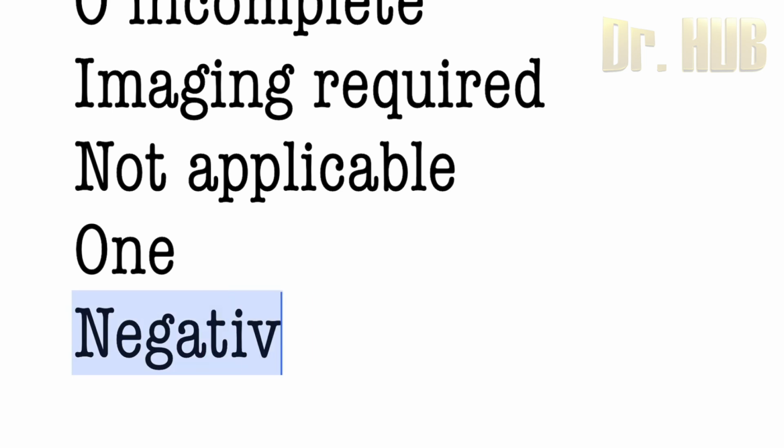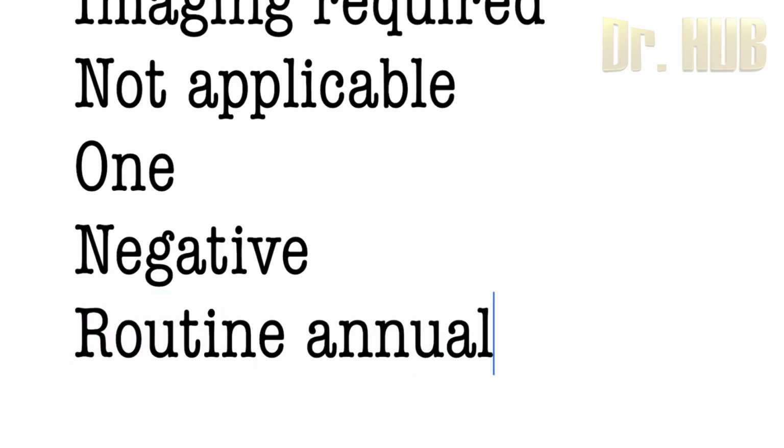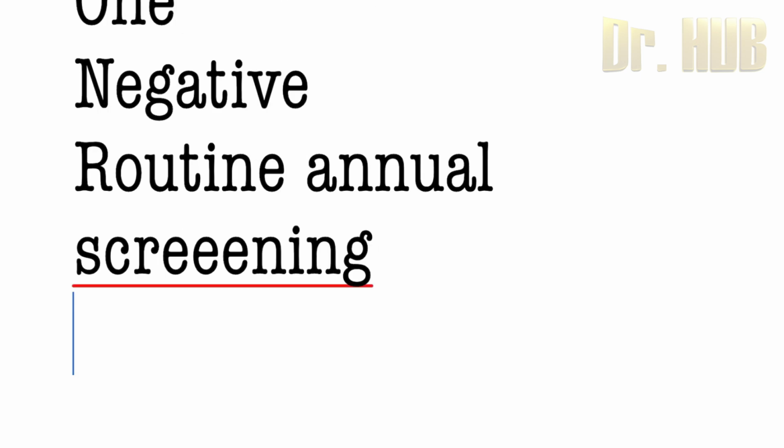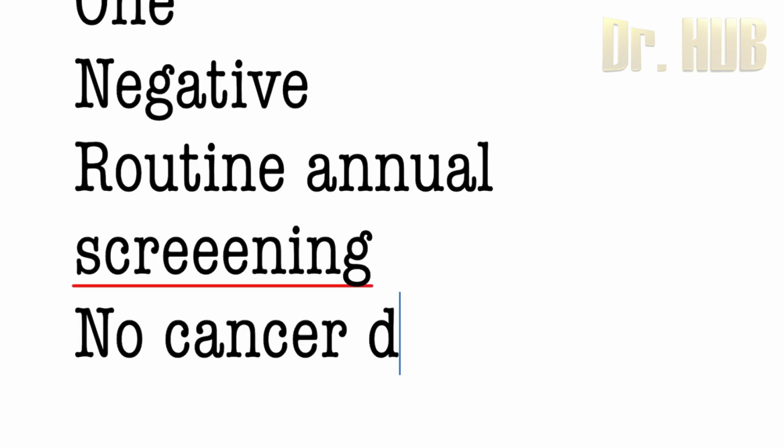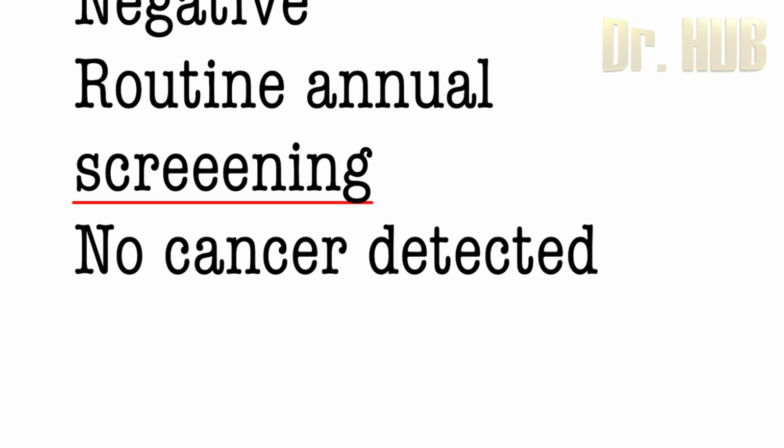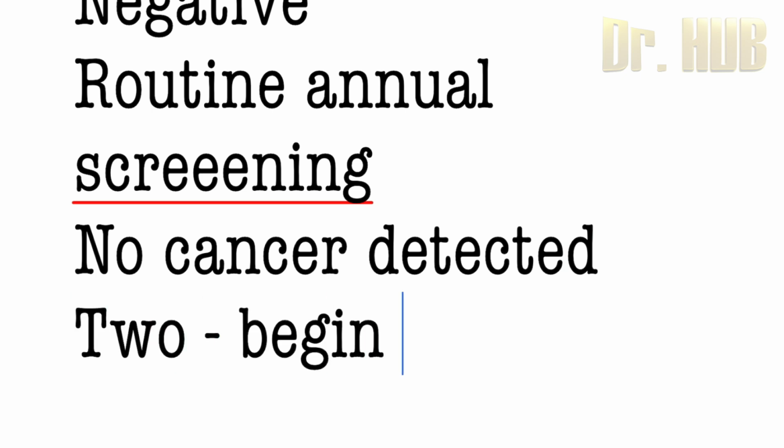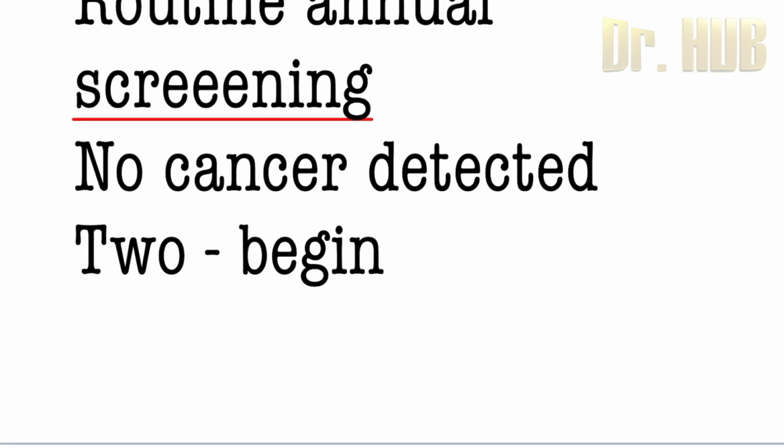Next is 1. 1 means the category is negative, and the management is routine annual screening. The likelihood of cancer is nil, as no cancer is detected. Next is 2. 2 means it is benign. Benign means routine annual screening is done and the likelihood of cancer is 0%.